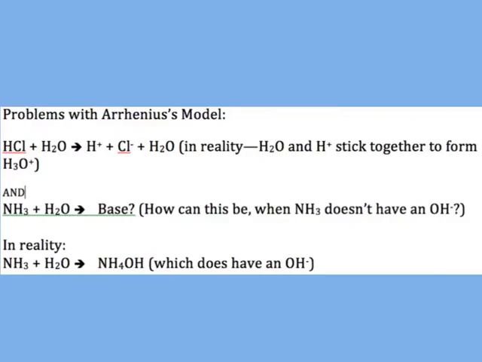The next model, the Bronsted-Lowry model that we'll talk about, deals with some of those limitations and increases our understanding of acids and bases. That, in a nutshell, is the Arrhenius model of acids and bases.